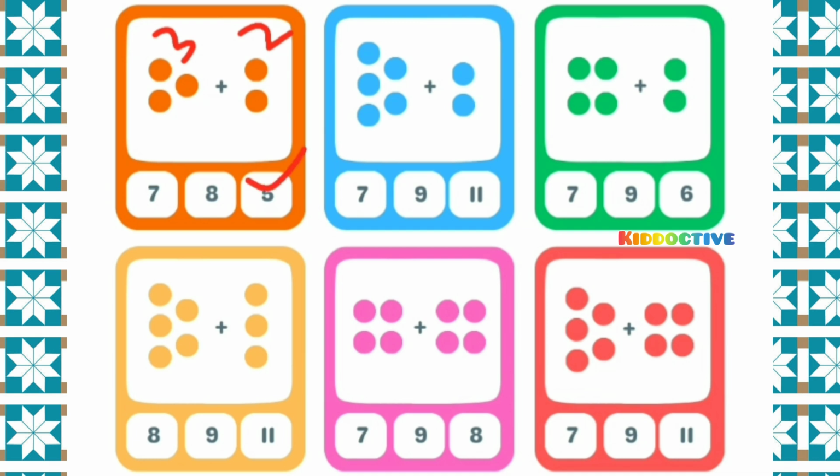How many dots are there? Let's count. 1, 2, 3, 4 and 5. Again there are 2. So 5 plus 2 equals 7.